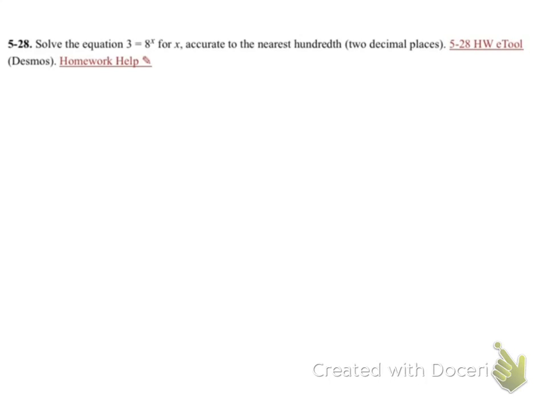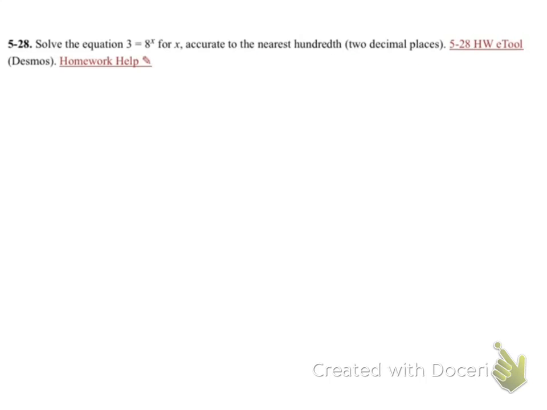Problem 5-28, we are taking a look at this equation, 3 equals 8 to the x. We're trying to figure out what x is going to equal in order to have 8 to that power equal 3. We also want to make sure we're rounding it to the nearest hundredth, which is 2 decimal places. A couple different ways we could do this.